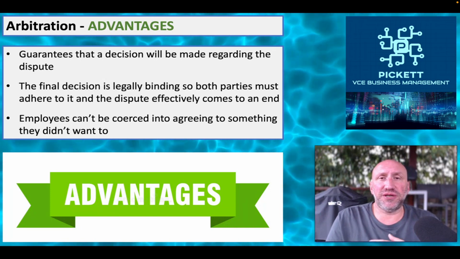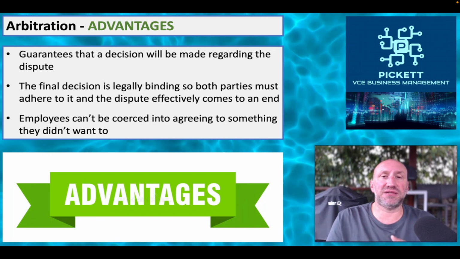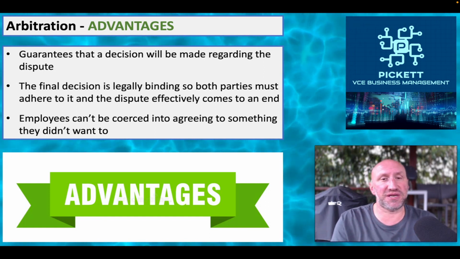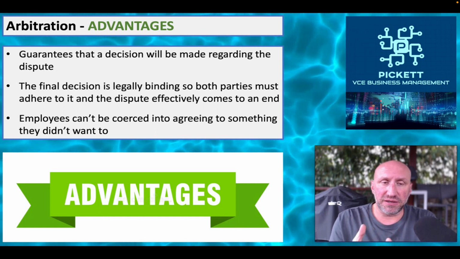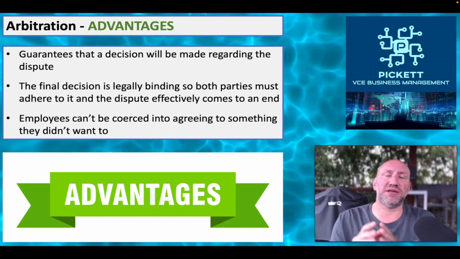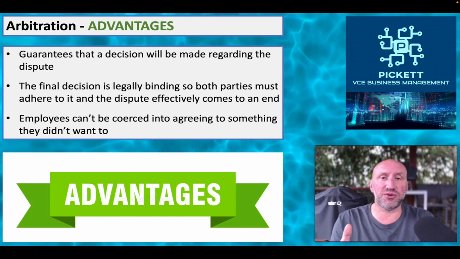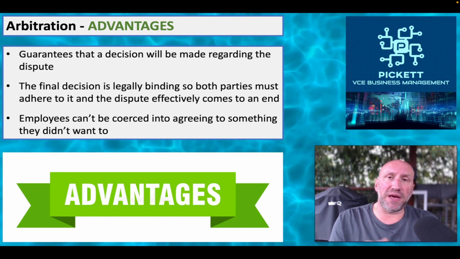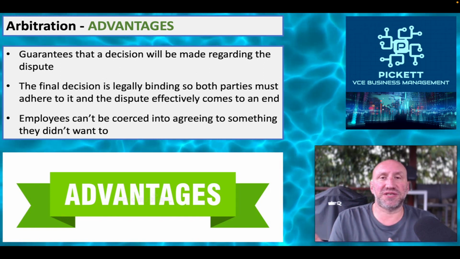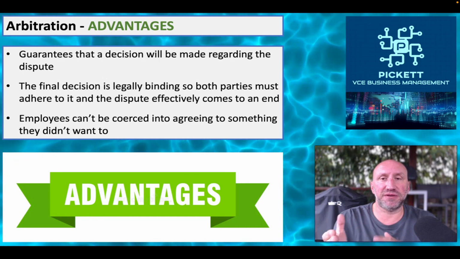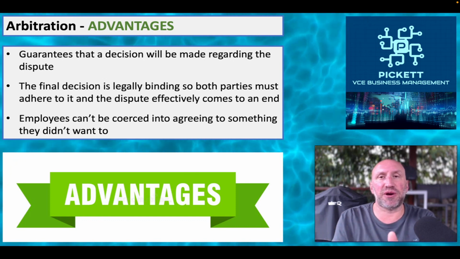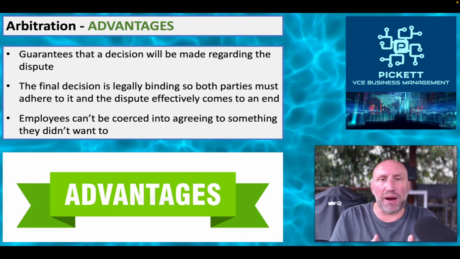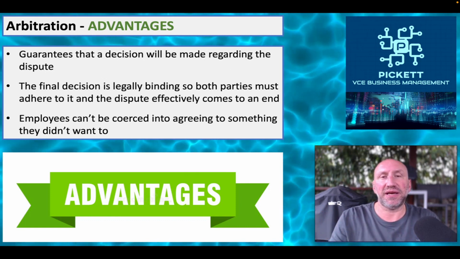And then arbitration. The advantage here is it guarantees that decisions can be made. So whatever happens, we know we're going to get a decision out of this process. Again, the final decision is legally binding, so both parties have to adhere to it. So this definitely resolves the dispute. And now the employees can't be coerced into agreeing to something they didn't want to, because the decision is taken out of the hands of both parties. So it removes that potential imbalance of power that you might see in mediation.